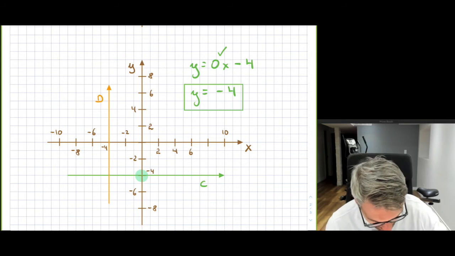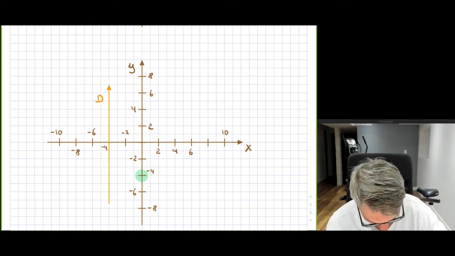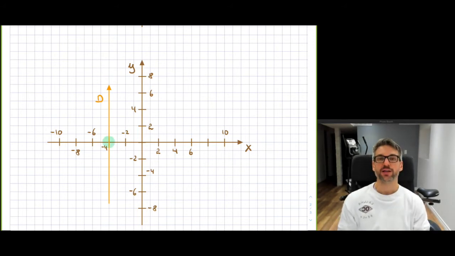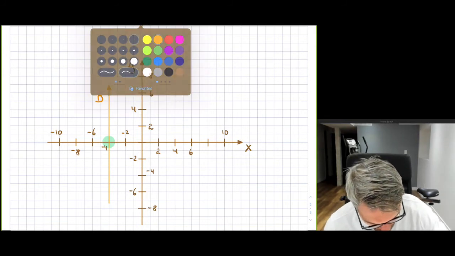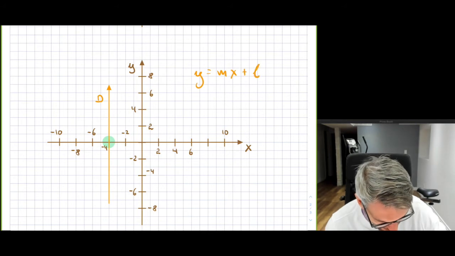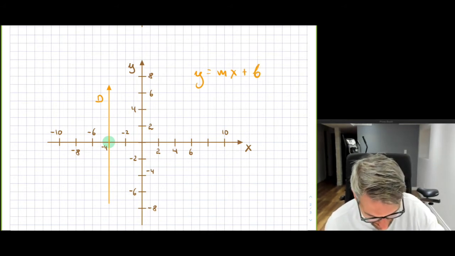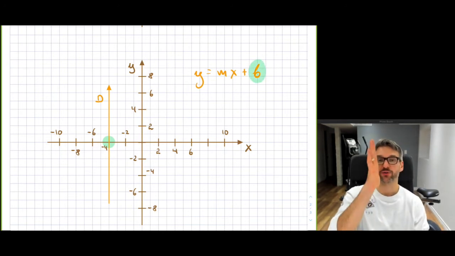Now, what about line number D? So this one is also interesting. So let me remove this, and that leaves us just this with one line. Now here we don't have a y-intercept. So when we're doing this, mx plus b, unfortunately, we do not have this, right? Okay, so we don't have that because it is going through -4.